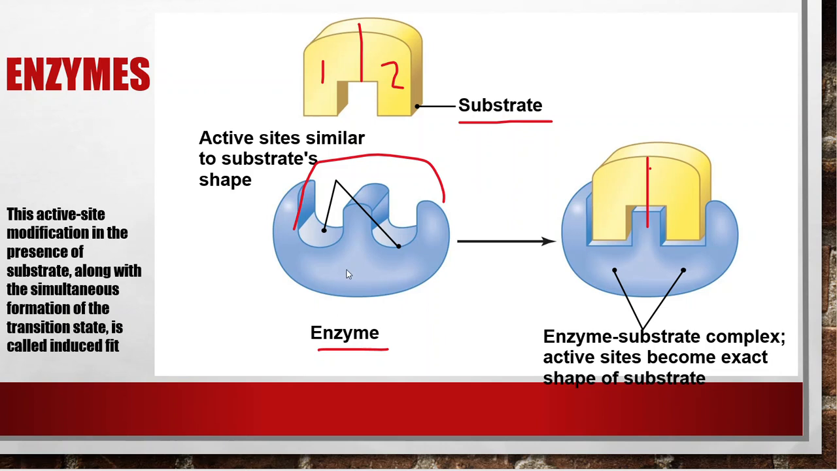Active site, if you look, these guys are kind of rounded and these guys are square. What happens is when these guys start to bind, it actually changes the conformation of this, and it changes to be a tighter fit. That's the active site modification.